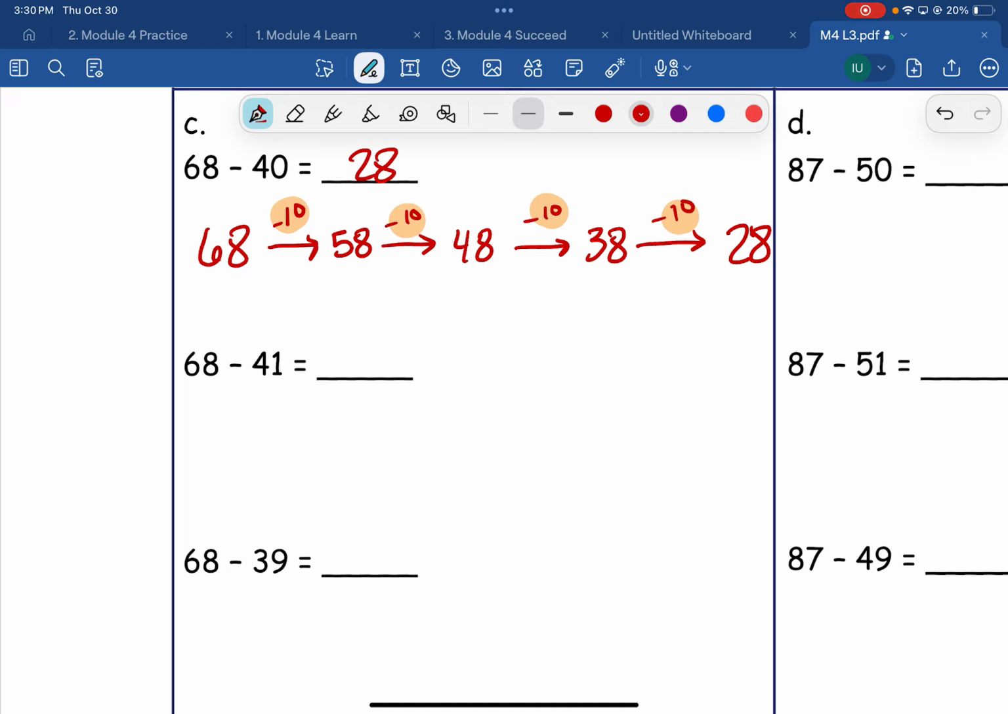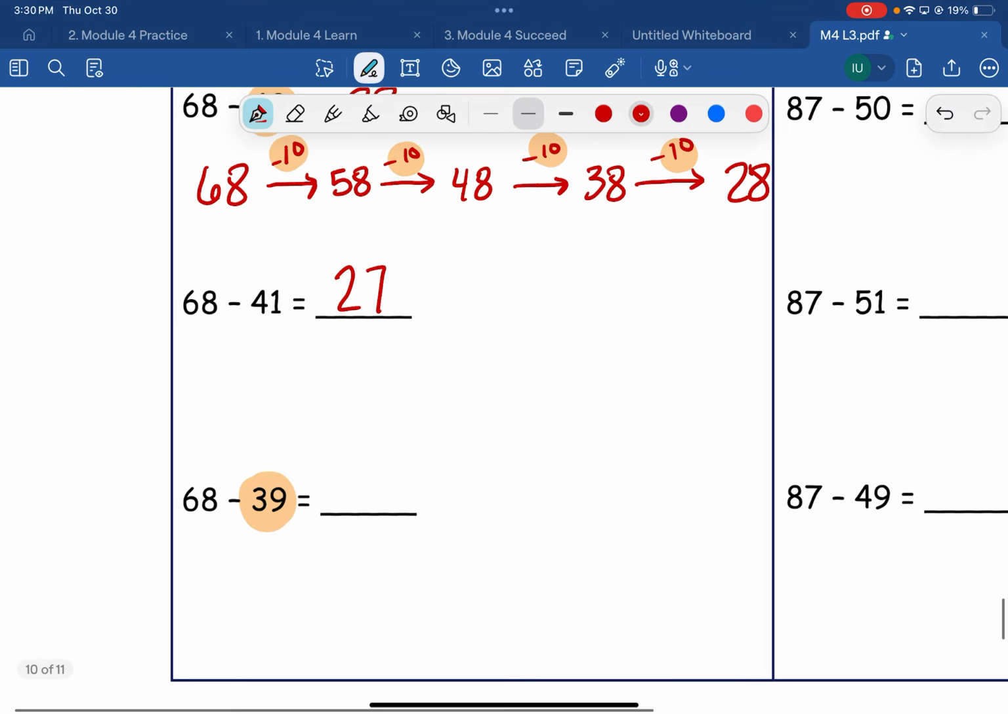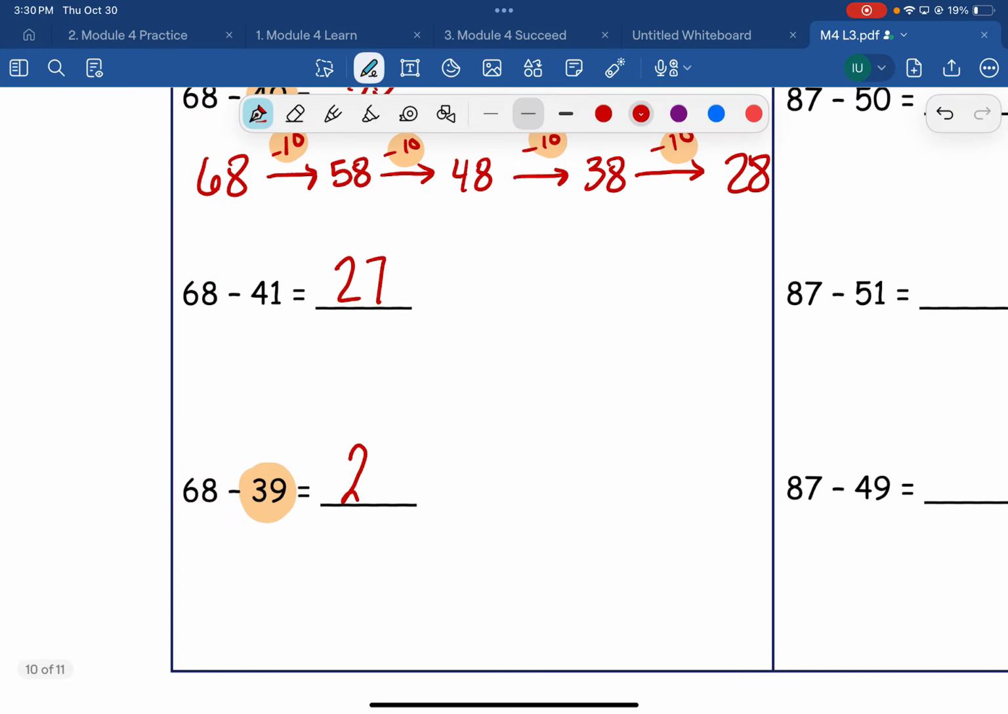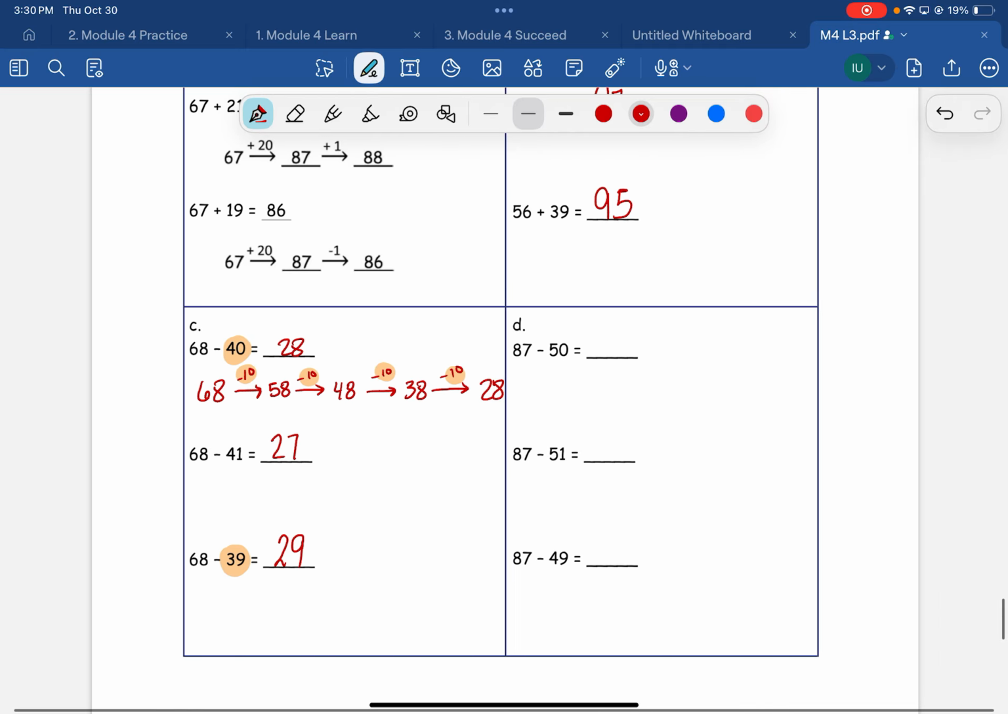When you look at 68 minus 41, you're actually minusing one more, so that means it's not going to be 28, but it's going to be one less than 28 because you actually took one more away. So your answer would be 27. And if you look at 68 minus 39, it's similar to the first one, but instead of taking away 40, you're only taking away 39, which is 1 less. So your answer is going to be 1 more than 28, which would be 29.